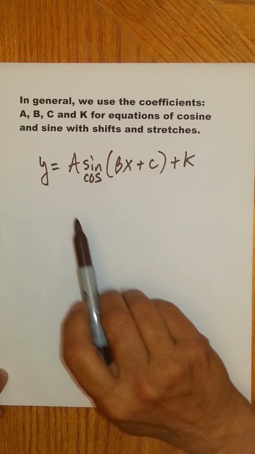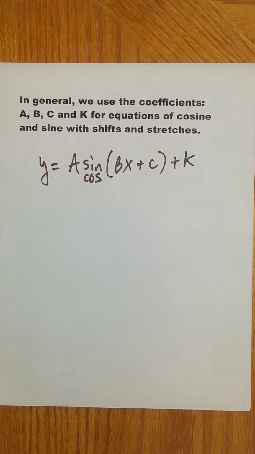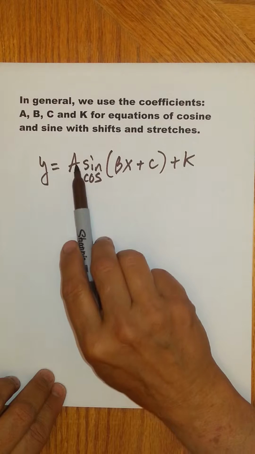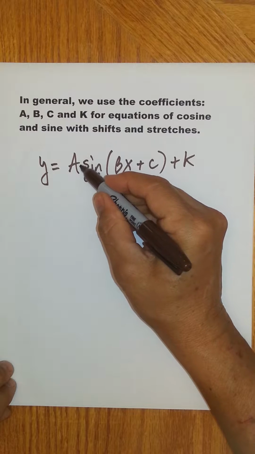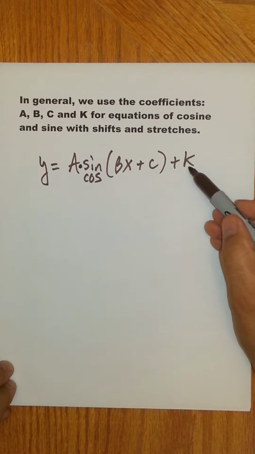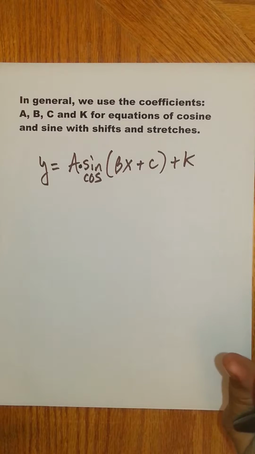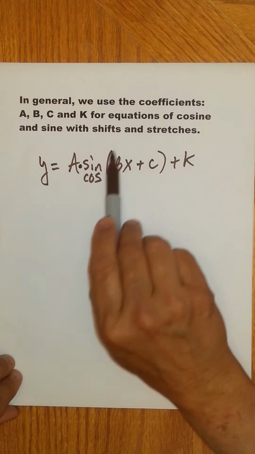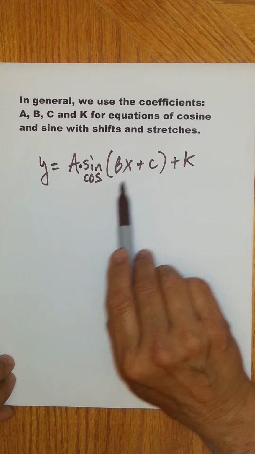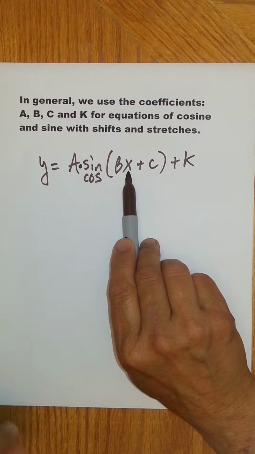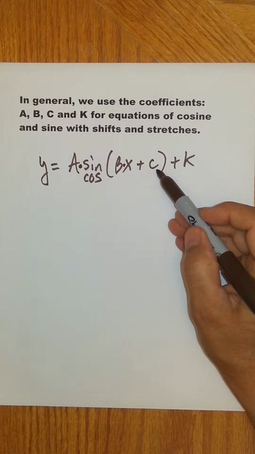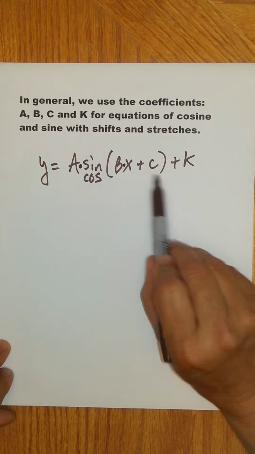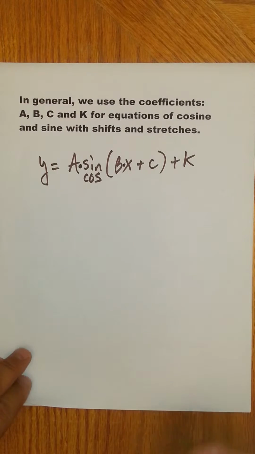Now, it really doesn't matter. We're using a, b, c, and k, and other books may use different coefficients. What really matters is the position. The way you distinguish a is that it's in front of the sine or cosine, and it's multiplied. It's understood that there is a multiplication there. The k is either being added or subtracted afterwards, outside of the function. Then there's the argument of the sine or cosine. The b is the coefficient in front of x that's multiplied, so you're multiplying b times x. And the c is also in the argument, but it's being added or subtracted. So that's the form that you're looking for.